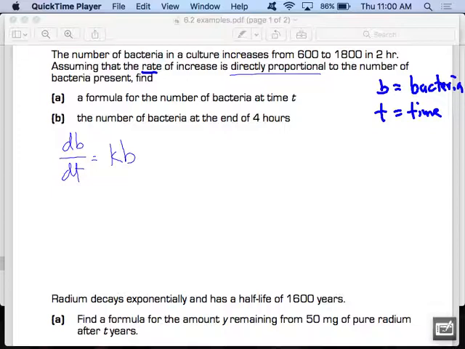All of a sudden, we've got a differential equation, which by now you should know how to solve. Remember, K is a constant, so it's a number. B is a variable. Separate the differentials. You could take the K with the B, but it's standard practice to leave it on the side with the T. What next?